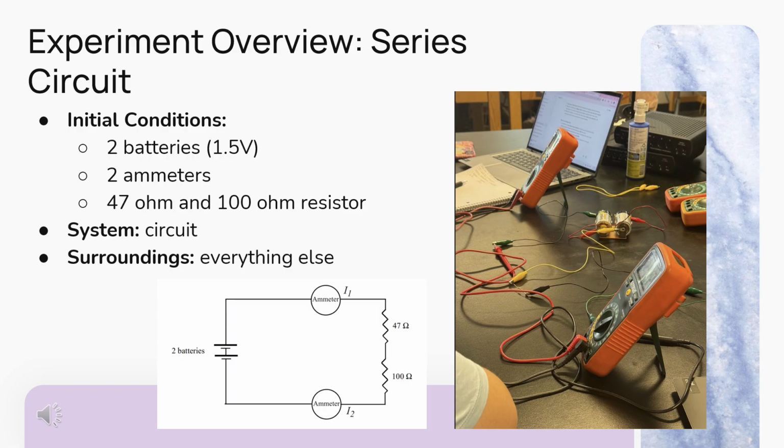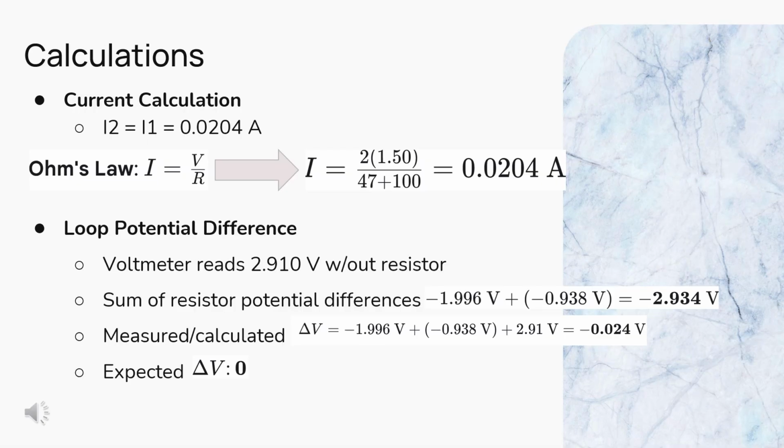So the experiment overview for the series circuit, and we have the initial conditions listed. The system is the circuit and the surroundings is everything else, and there's just a diagram of what it would look like and a picture of what it actually looks like. So here are the calculations for that part. Calculated the current and also used Ohm's law to get that part. And we also did the loop potential difference.